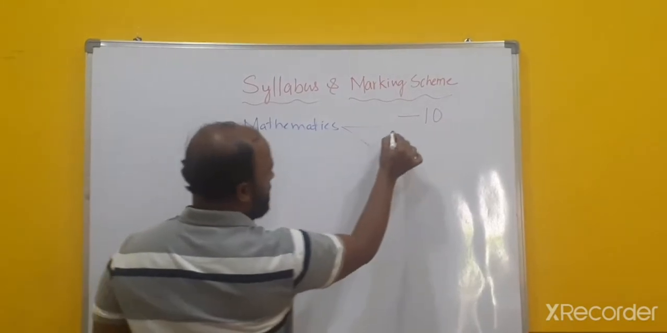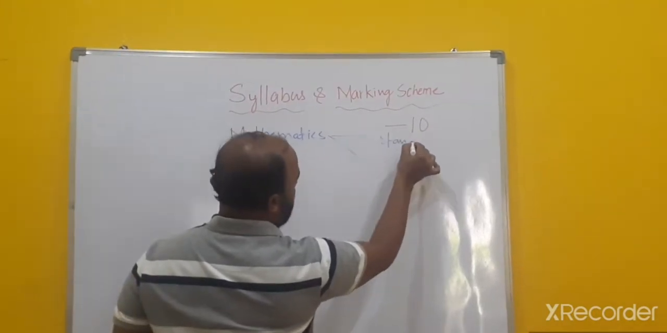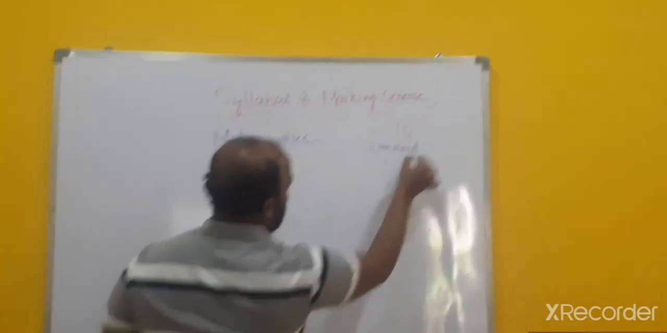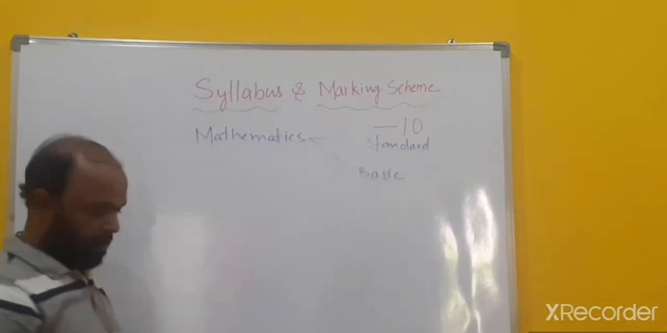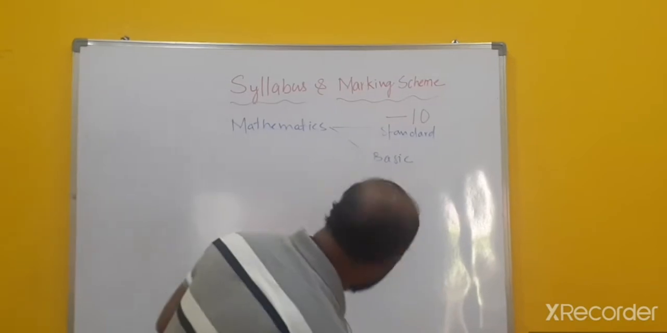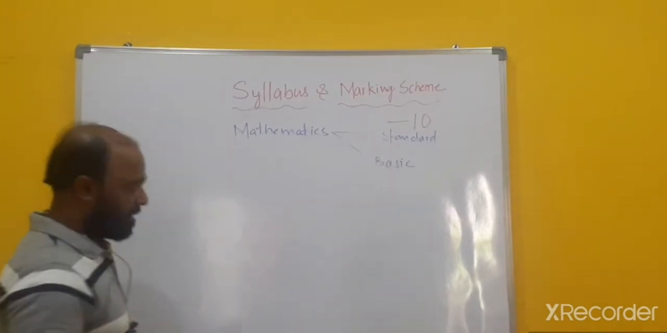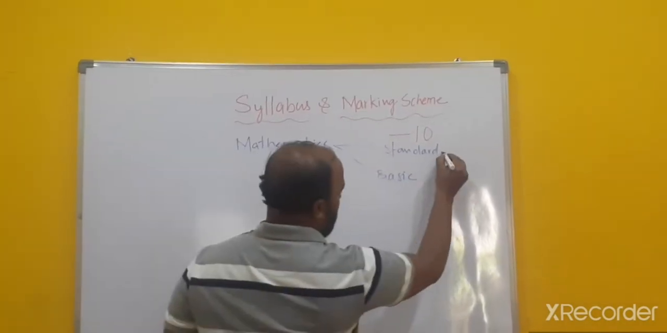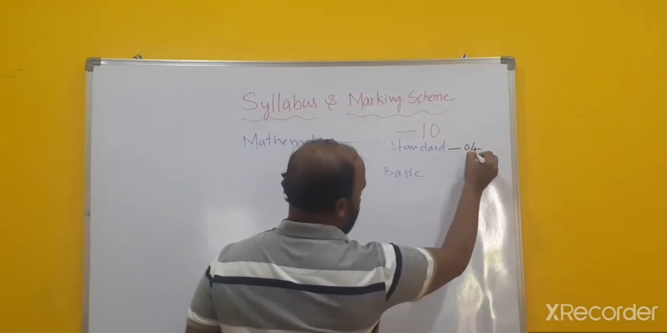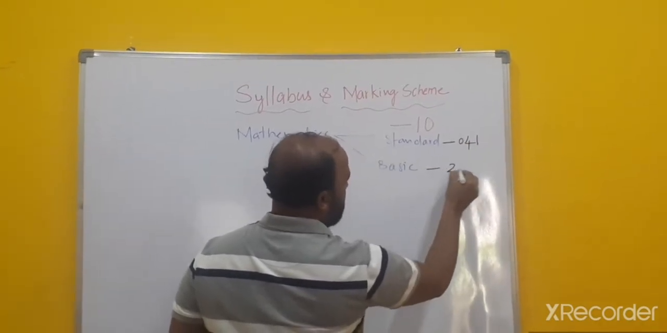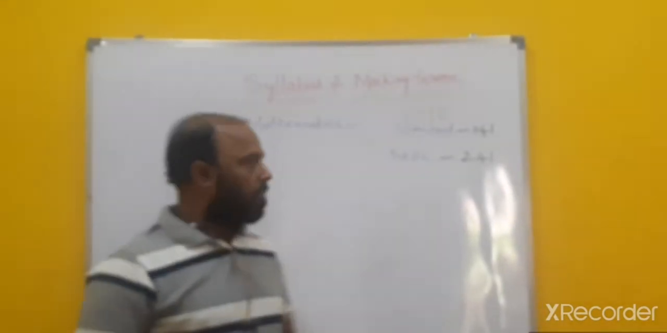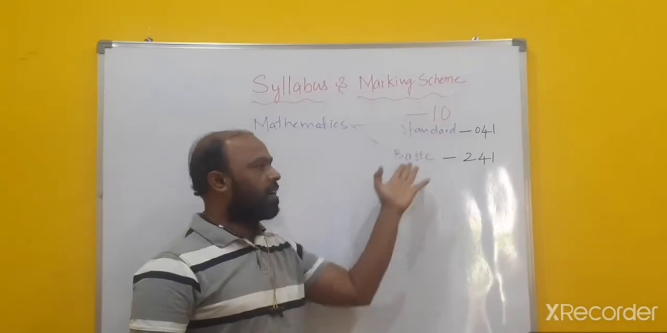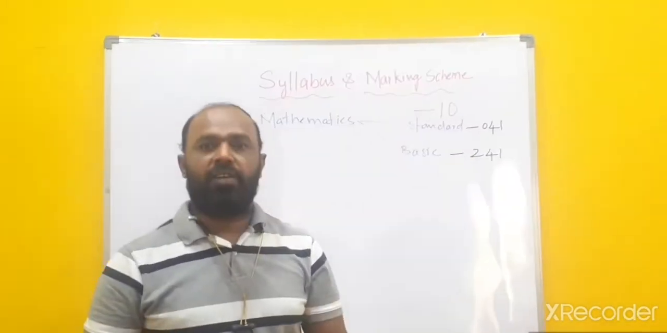That is standard, and the second one is basic. One is standard and one is basic. Standard code is 041 and basic code is 241. Maybe you have already decided which course you want. Why it's divided into standard and basic, I'll explain briefly.